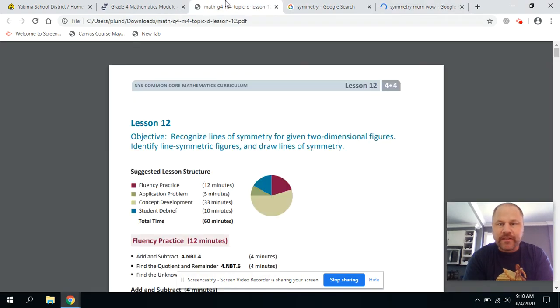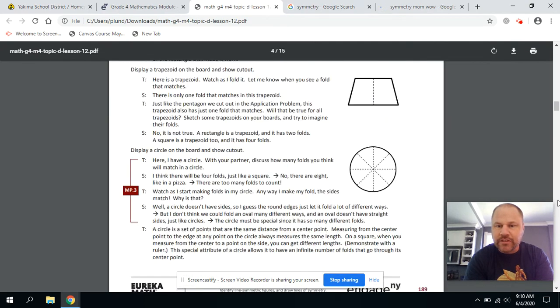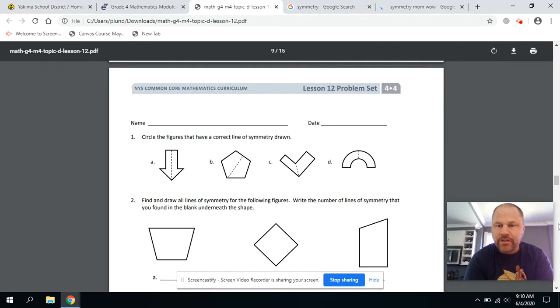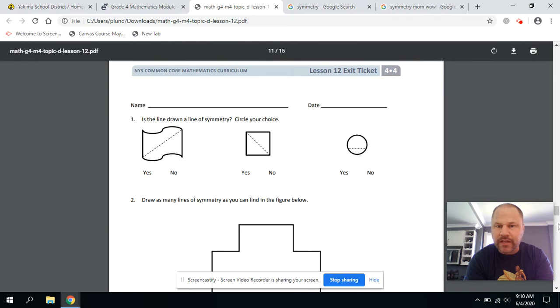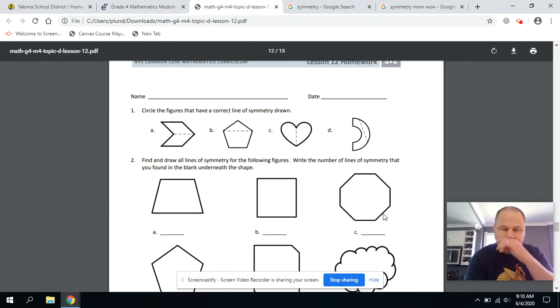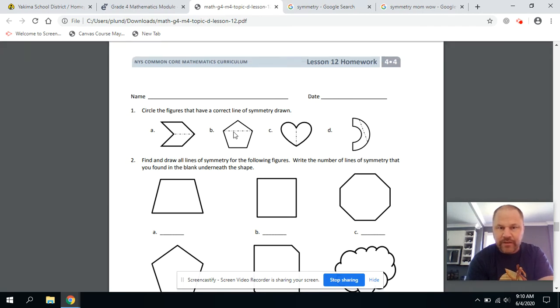But anyway, let's get back to the lesson at hand. I'm going to look at the homework, even though you guys are doing the problem set. Circle the figures that have a correct line of symmetry drawn. There's a line of symmetry for this kite, which would be to draw it this way, but this is a no. The heart would be a yes. The C would be a no. If the line of symmetry went this way, then you could do it.